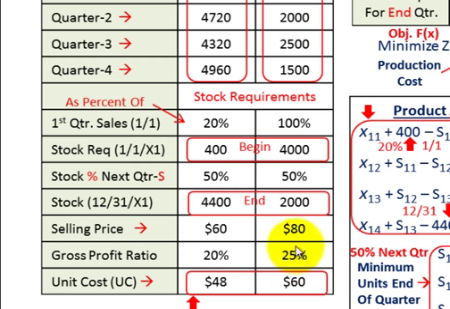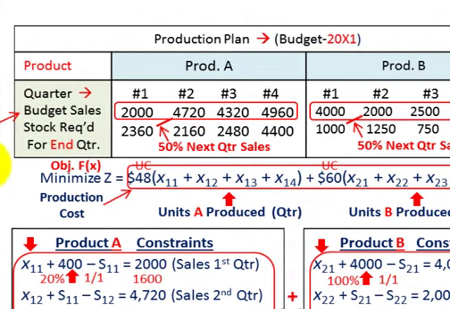All right, so now let's go and set up our linear program. Okay, so this is going to be our production plan here that we have budgeted for 20x1. And you lay it out this way here by product. We're going to have our product A here and product B here. And then just show it on a quarterly basis here. Quarter 1, 2, 3, and 4 for product A. Same for product B. Quarter 1, 2, 3, and 4.